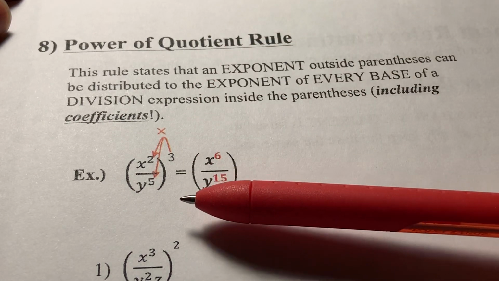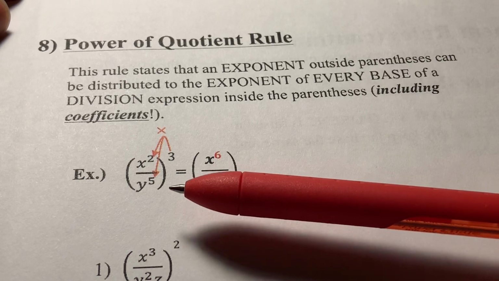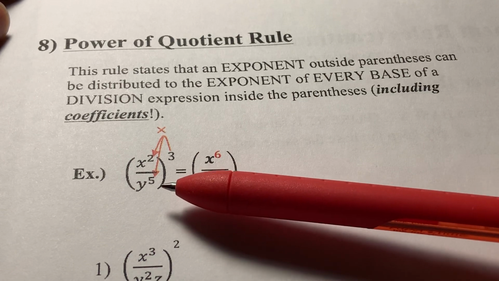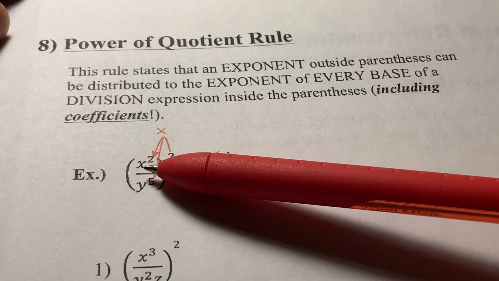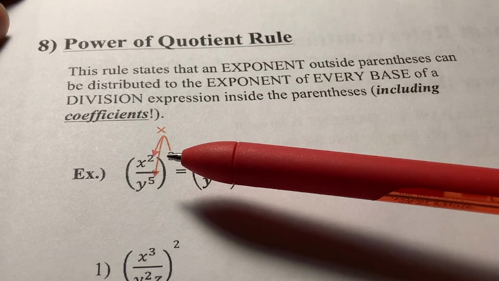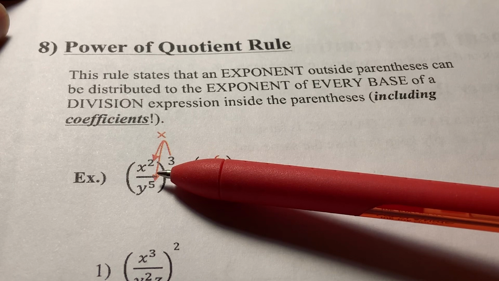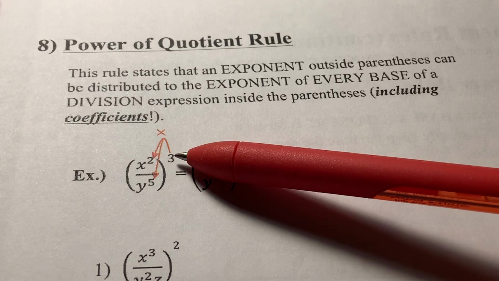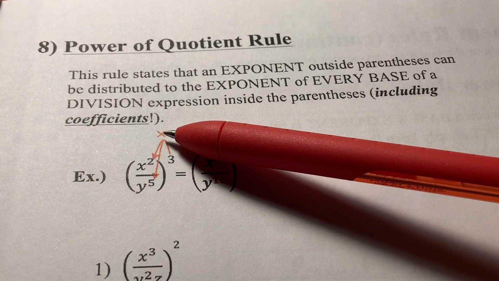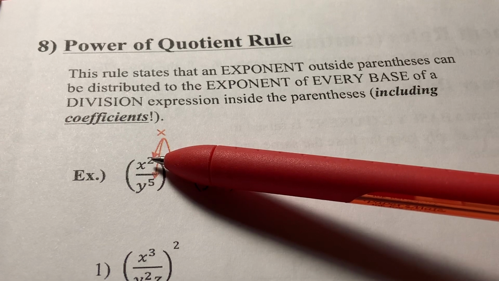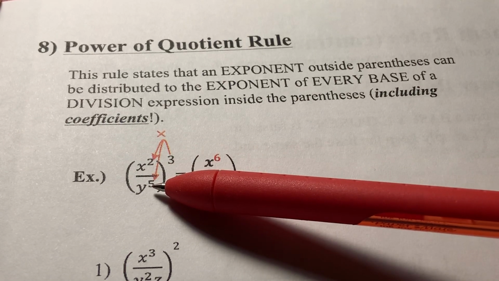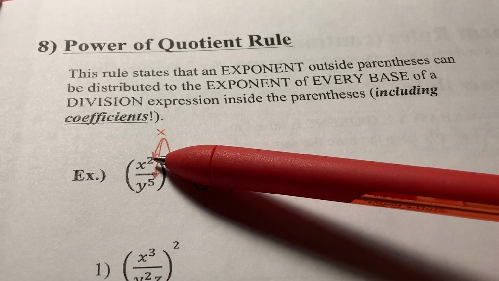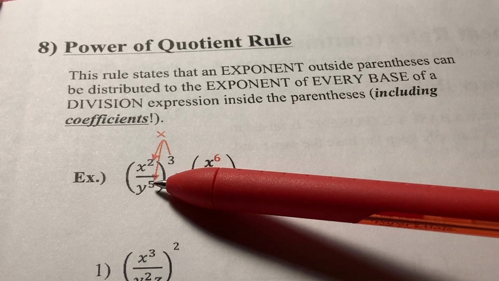Folks, this is no different than what we just did. The only difference is that now, instead of inside the parentheses seeing a multiplication expression, inside the parentheses, we see a division expression. That fraction bar represents division. But nothing changes. Basically, we still take the exponent on the outside. We still multiply by the exponents, top and bottom of the fraction, okay? We still multiply that exponent on the outside by the exponent in the numerator and exponent in the denominator.